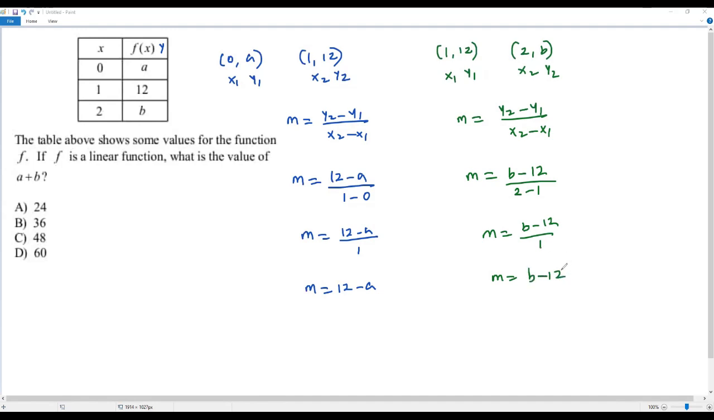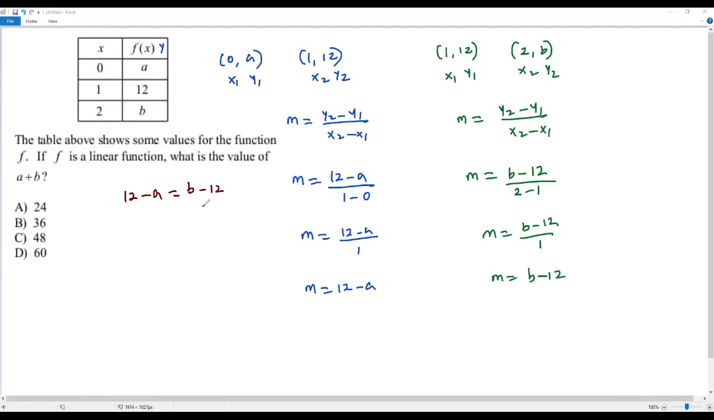Here I got the slopes of the linear function f in two ways. The first time I used the first point and second point. The second time I used the second point and third point. For a linear function f, the slope at any point on the graph will always be the same. So the slope we got using the first 2 points and the slope we got using the next 2 points must be equal because f is a linear function. So we can equate them. When I equate them, I get 12 minus a equals b minus 12.